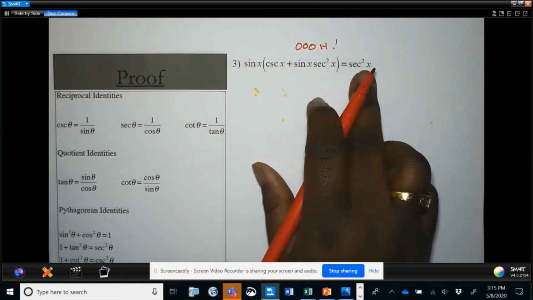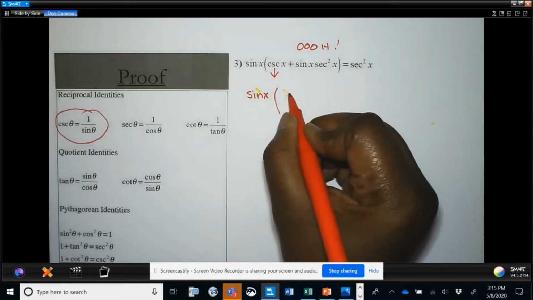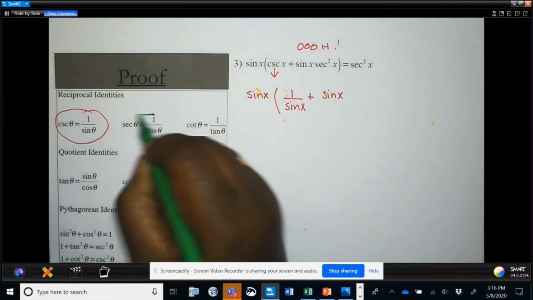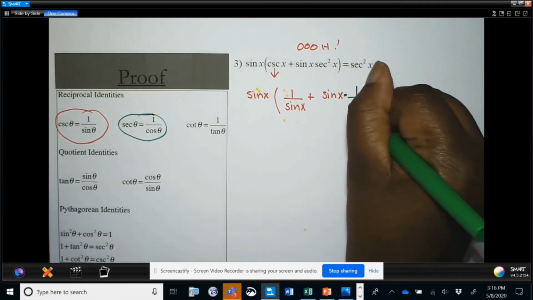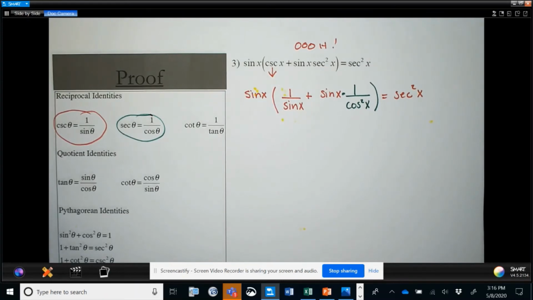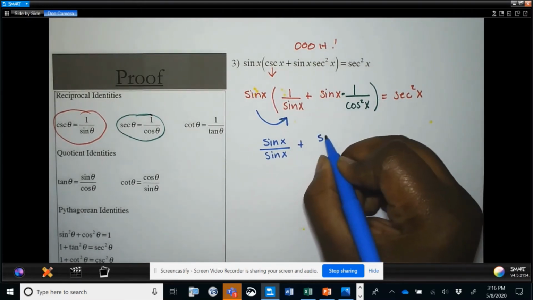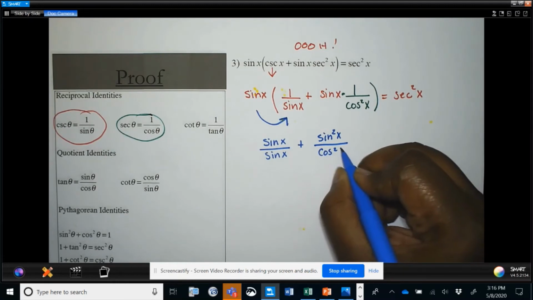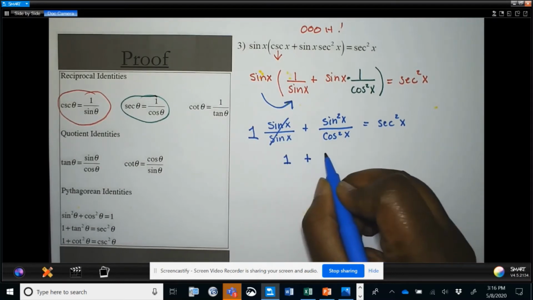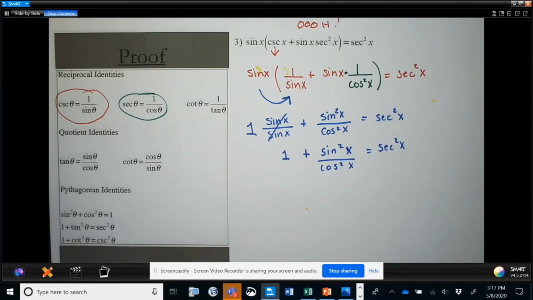Example 3. Ooh, this looks difficult. But see, I see cosecant theta, so I'm going to change it to 1 over sine. Notice I'm going to use x because they're interchangeable. Sine x. And secant squared will change to 1 over cosine squared equals secant squared x. So now I'm going to distribute the sine x. So I have sine x divided by sine x plus sine squared x divided by cosine squared x equals secant squared x. Notice that I simplified it.